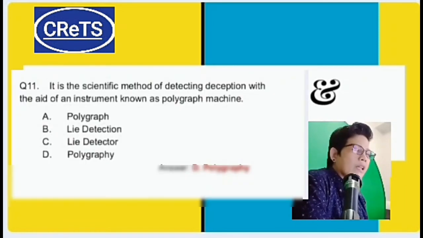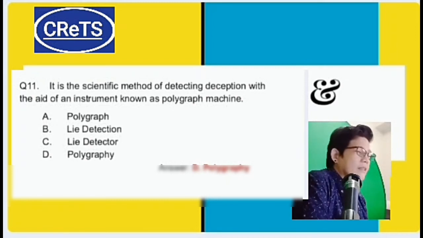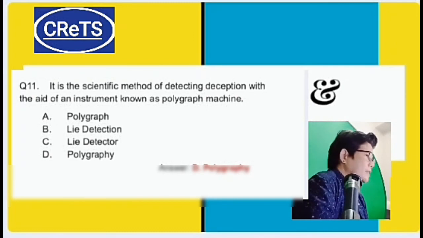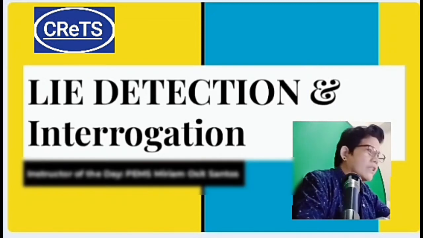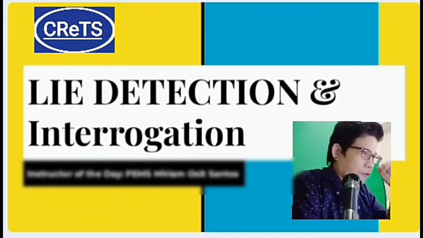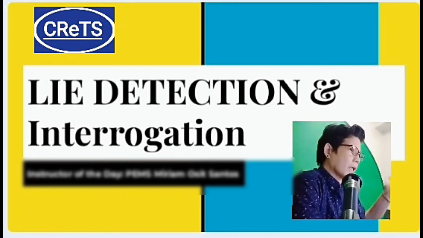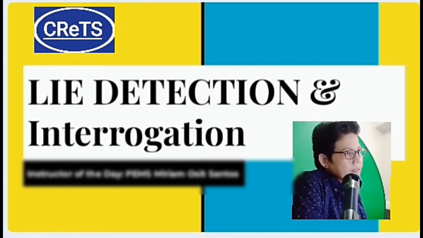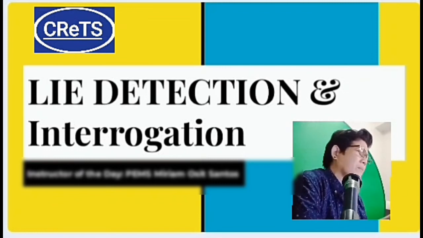Okay, question 11, a scientific method of detecting deception with the aid of an instrument known as polygraph machine. Sagot. Polygraphy, ma'am. Yan. Ano pa? Okay, wala na. Okay, the answer is what? Polygraphy. Okay, polygraph machine, hindi pwedeng sagutin yung scientific method, gawin nating polygraph. It's a no answer because they're asking for the methods. Okay, method is stages. May pamamaraan, may sistema. Okay, hindi pwedeng lie detector, hindi rin gamit yan. Hindi pwedeng lie detection, uri ng pag-examine yan.